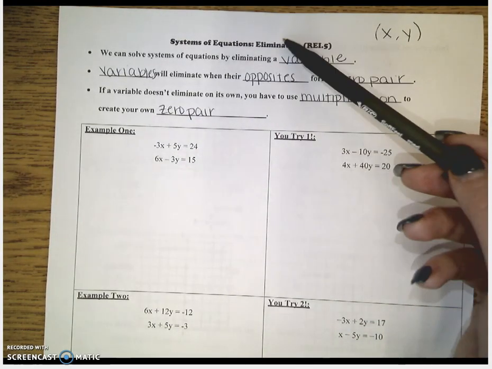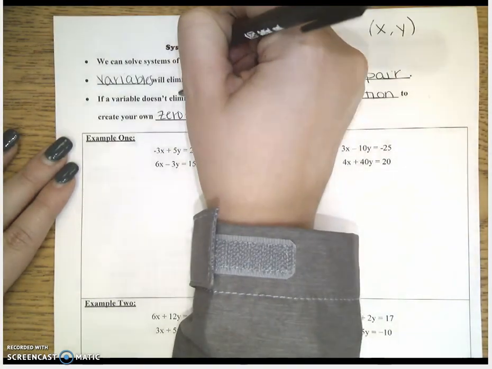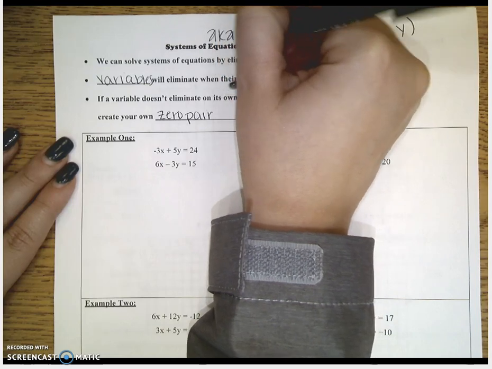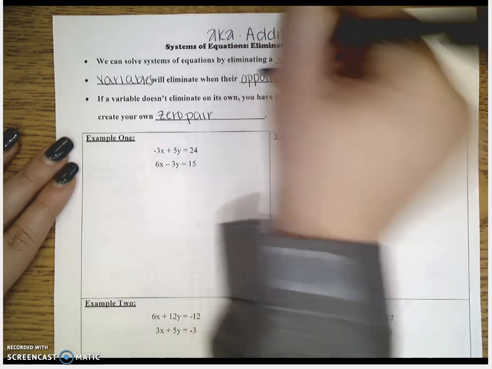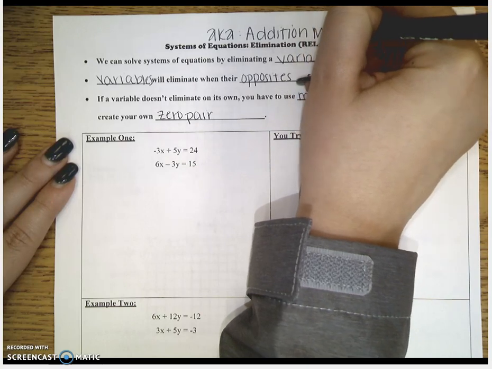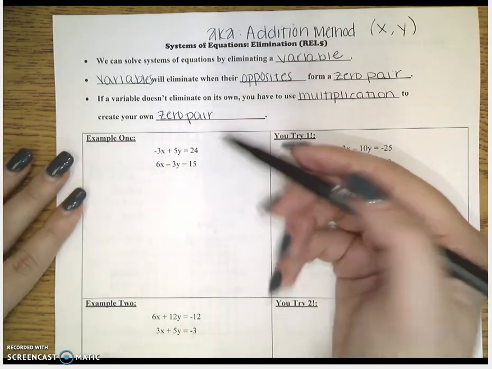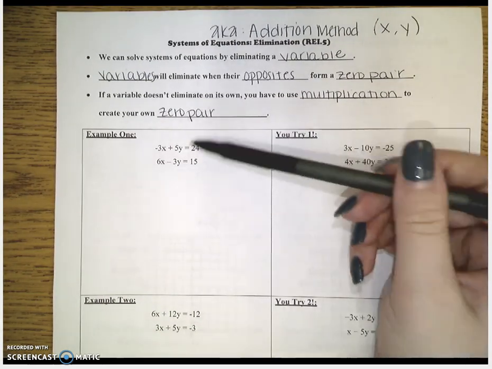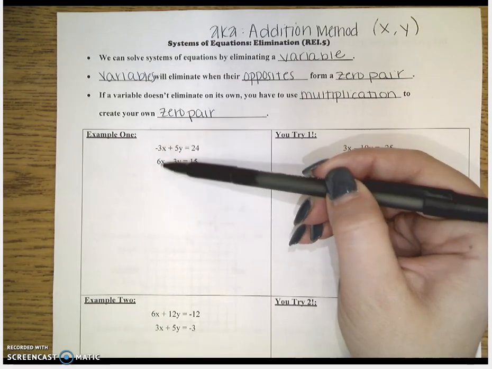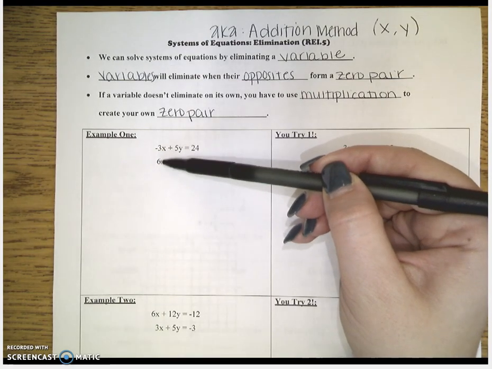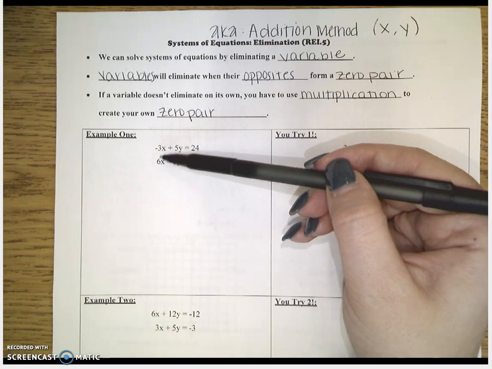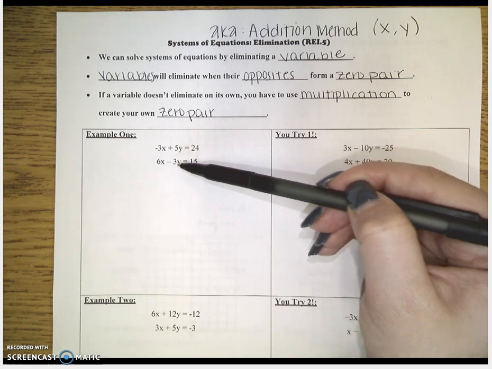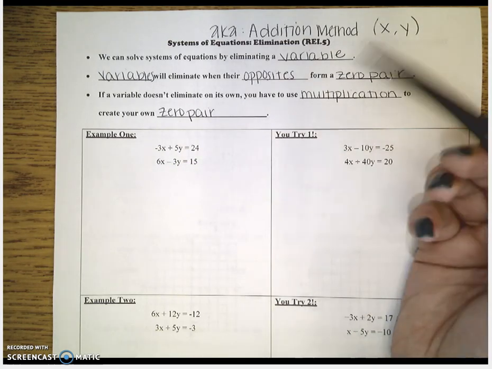This elimination method is also called, so I'm going to put AKA, addition method, because we are going to be adding these two equations straight up and down. So if I'm looking at example number 1, I have to see if this has a zero pair. I'm looking at the terms that have the same variable. So negative 3x plus 6x would not be a zero pair. 5y and negative 3y would not be a zero pair.